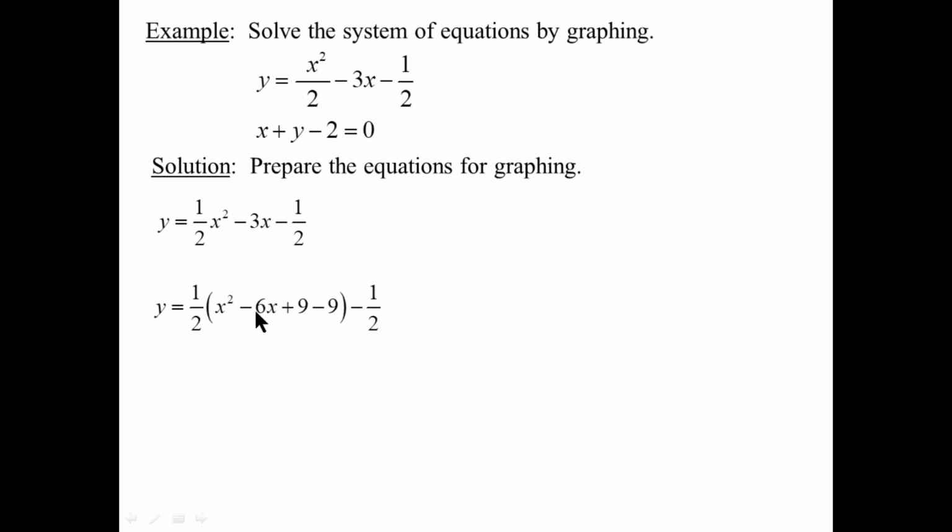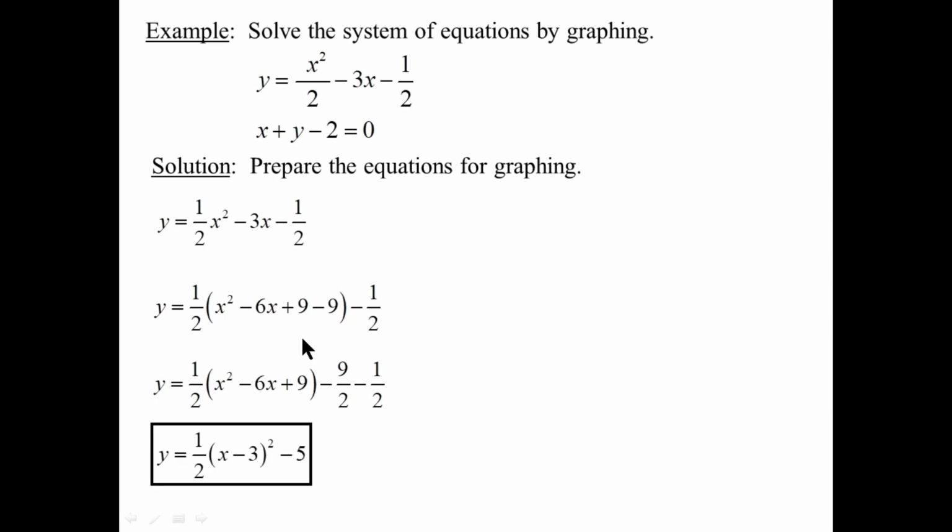And take the 6, cut it in half. That's 3, square it. That's 9. Add it and subtract it, leaving the -1/2 out. And removing the fourth term, 1/2 times -9 will be -9/2. So I've removed the fourth term. Repackage the square. Well, I claim it's this. Let's check. Square the first term. Double the product.